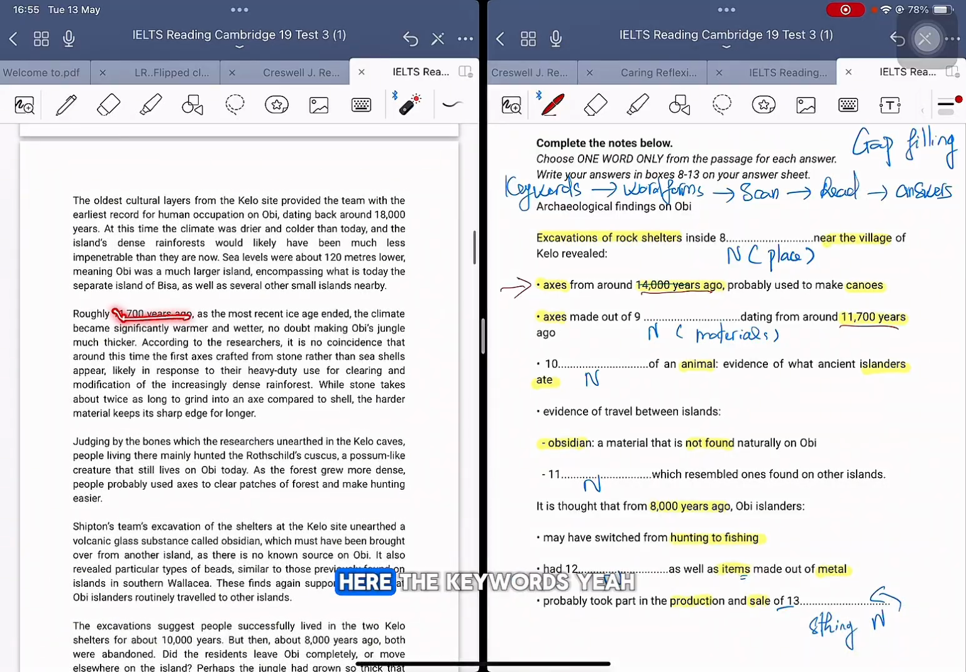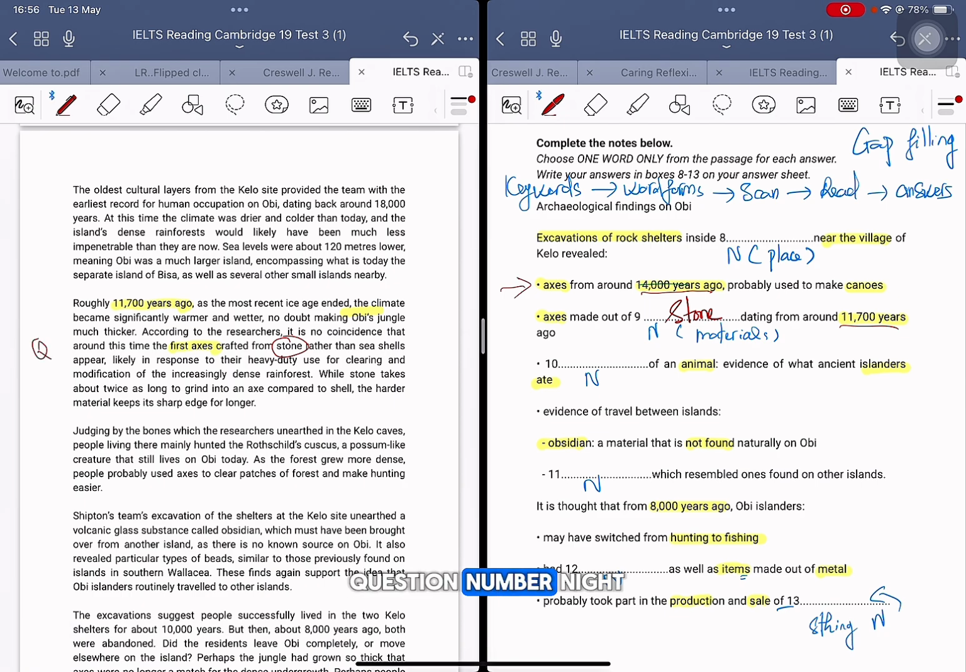Okay, so you can see here the keywords. Something like that. And the axes. Climate change, weather, jungle, thicker, no coincidence that. Axes. So the answer is just around here. Then the axes, the material, right? Made from something or crafted from. So the answer is supposed to be the stone. So this one is stone. So maybe the answer for question number 9.